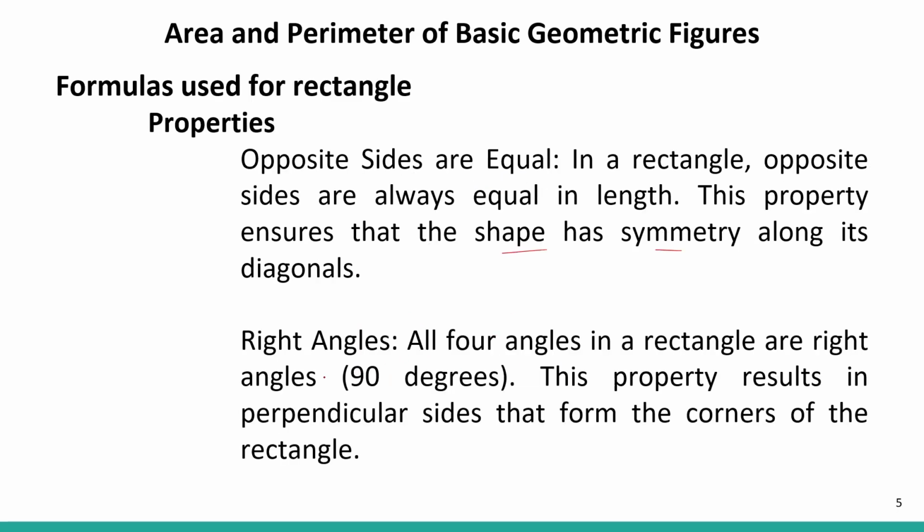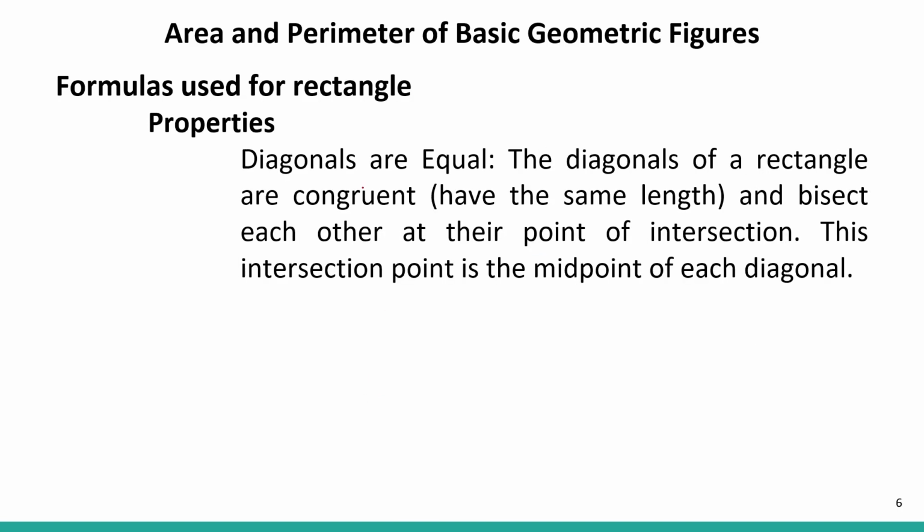So what is a right angle? All four angles in a rectangle are right angles, that is 90 degrees. This property results in perpendicular sides that form the corners of the rectangle. Next, diagonals are equal. The diagonals of a rectangle are congruent, have the same length, and bisect each other at their point of intersection. So this intersection point is the midpoint of each diagonal.